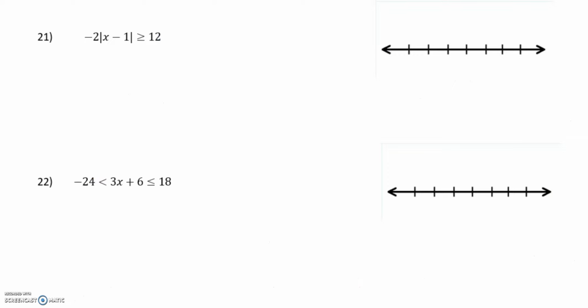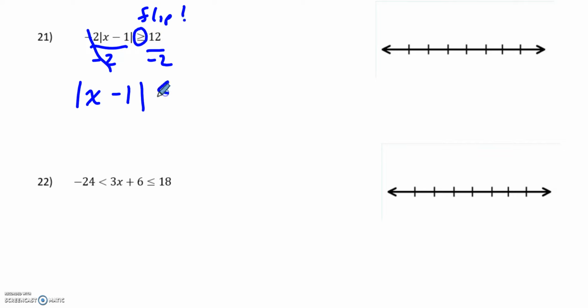Next example. Looks like we have absolute value bars again. This time it's an inequality, but we still need to get the bars alone. So if I divide both sides by negative 2, I would get the absolute value of x minus 1, divided by a negative, this must flip, so it's less than or equal to negative 6. Now, the bars are alone, just like number 19. But we need to think about what this says.